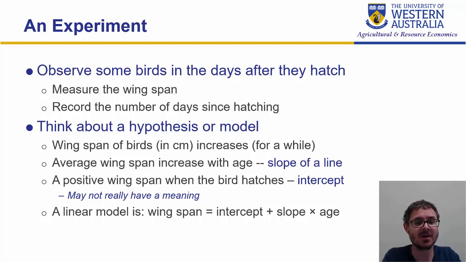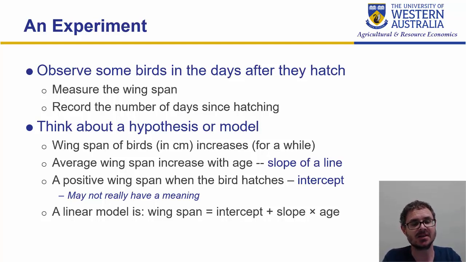Okay, so we might think about a hypothesis for this, which is sort of another way of saying our model. So some sort of model to describe wingspan growth. We would say the average. So we're not saying so much about any individual specific bird, but we're saying on average something would happen. The average wingspan increases with age, certainly at least over a certain time period. So that would be describing the slope of a line. A wingspan will be positive at birth. So we would have a positive intercept.